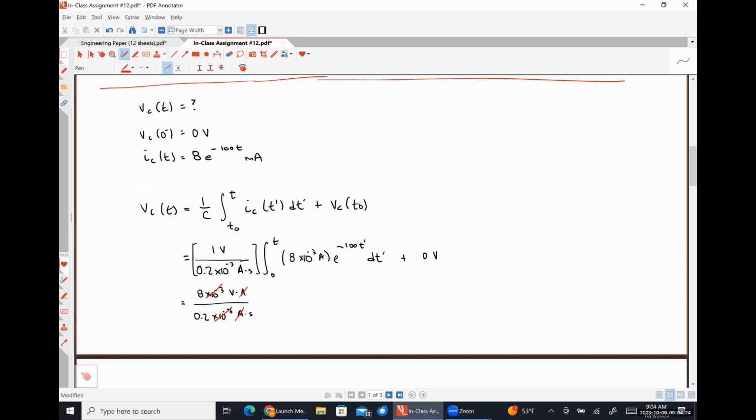How do I do that integral? So now I'm integrating e to the negative 100 t. How do I integrate that? Okay, so 1 over negative 100. What are the units on that negative 100, Patrick?